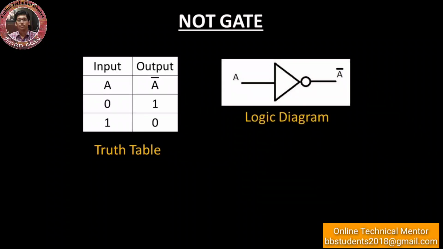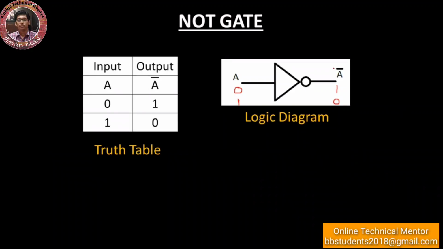Now this is the logic diagram of the NOT gate, a triangle and a circle in front of it. If the input is 0, you will get 1 as output. And if you give 1 in the input, you will get 0 in the output.